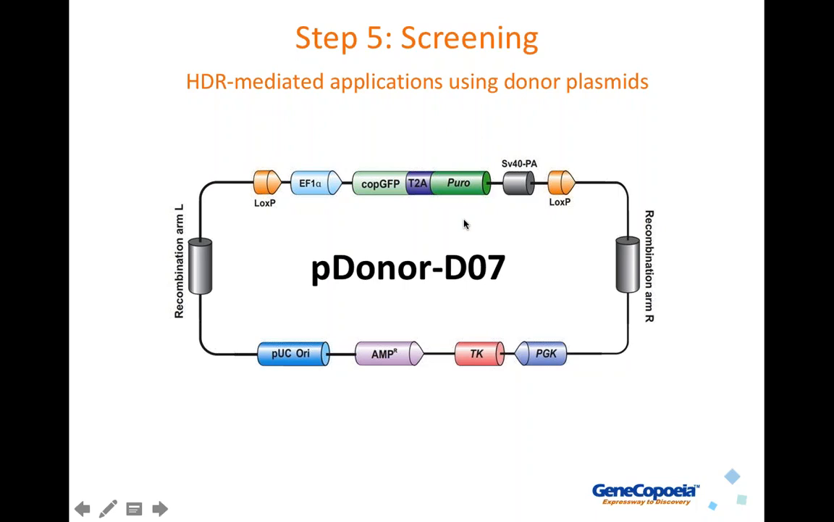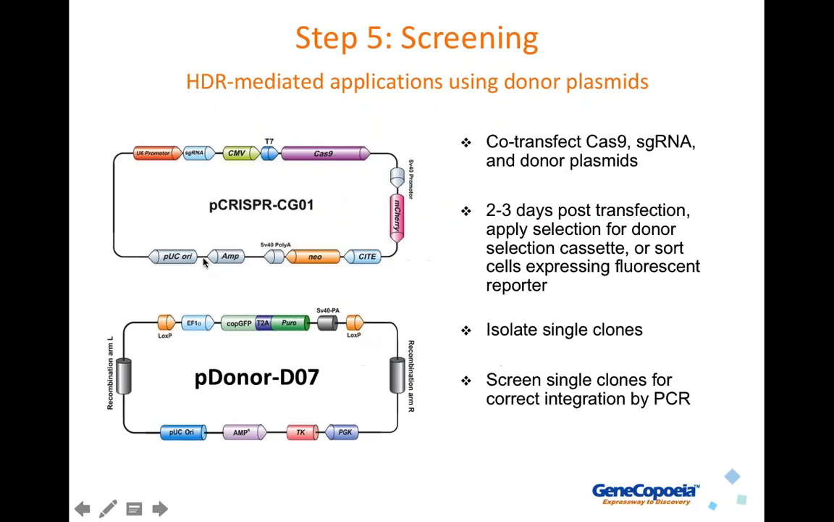It usually contains a selection cassette of a selectable drug selection marker, and maybe a fluorescent reporter, and these are flanked by homologous arms. So what we recommend doing to screen for these types of modifications is known as junction PCR.